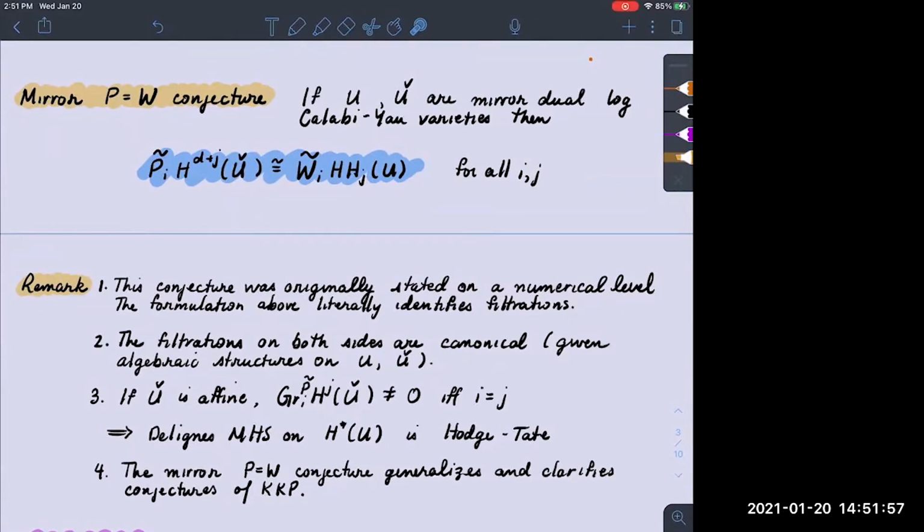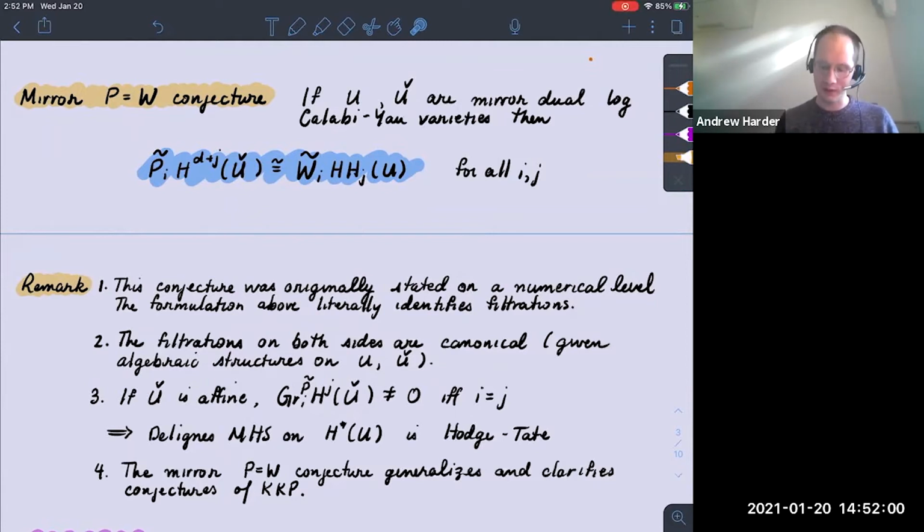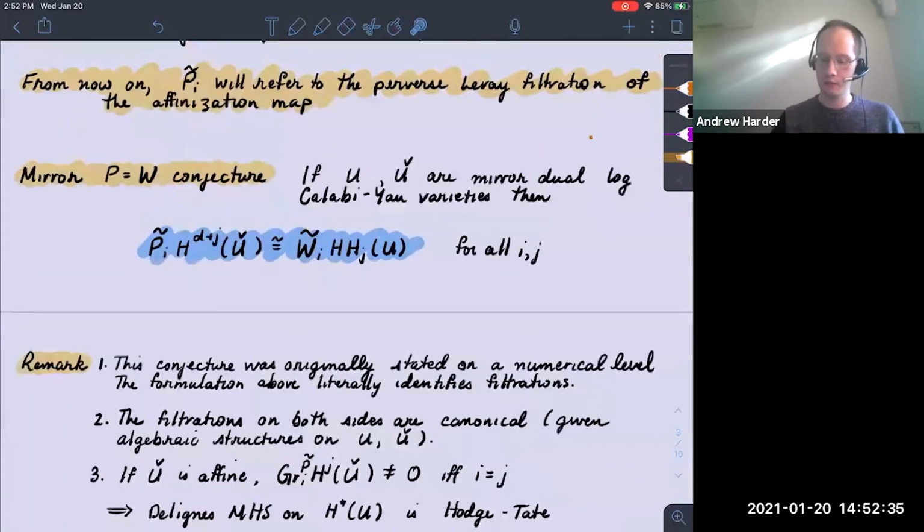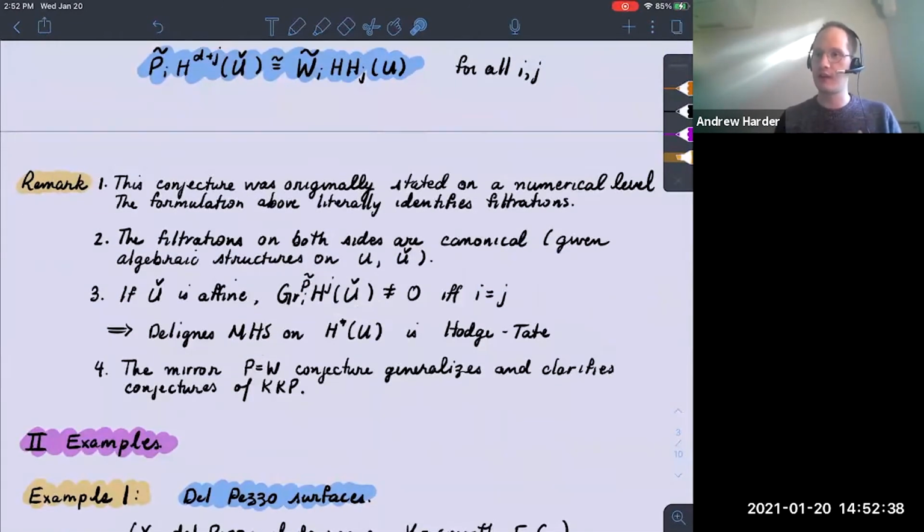Yeah, sorry. So I guess I'll say a little bit more about these statements here. So these are essentially canonical filtrations coming from algebraic structure. One nice consequence of this conjecture is that it says that if I start with an affine variety, then the mirror should have Hodge-Tate cohomology. So this is some simplicity condition on the structure of the mixed Hodge structure of the cohomology in U. So this is sort of relating affineness to cohomological or mixed Hodge theoretic structures. So this is sort of a nice consequence.